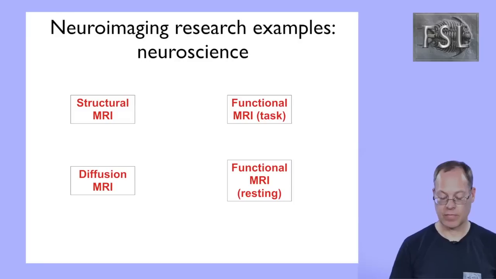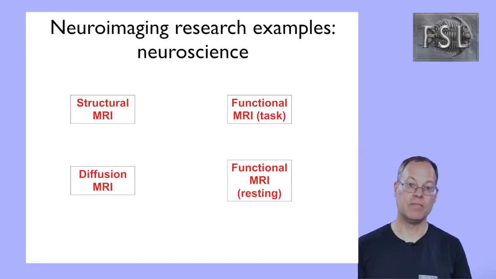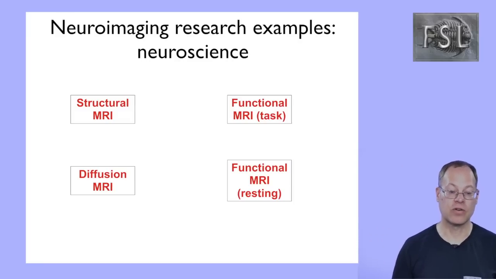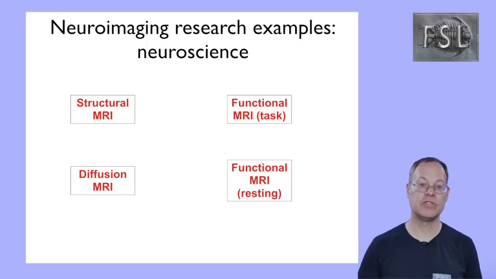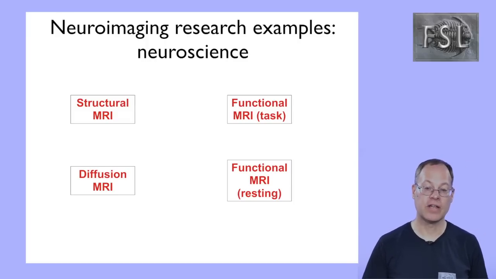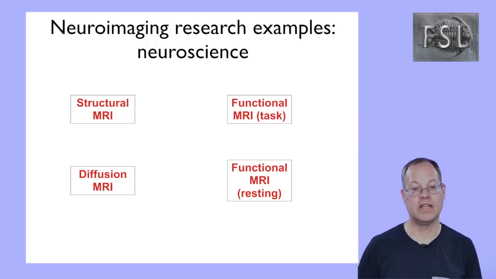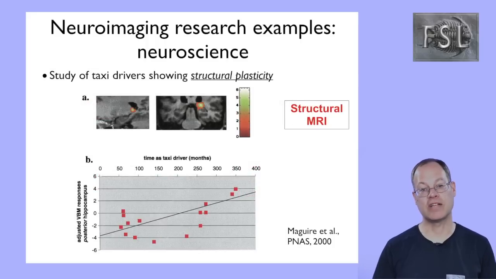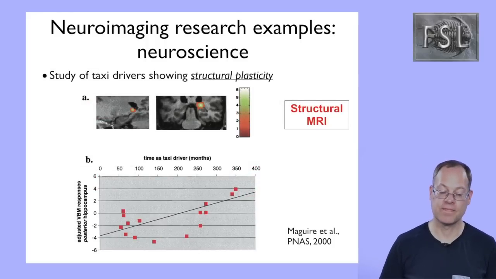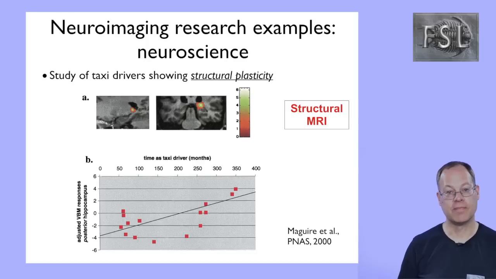And so what we cover, and the main concentration of what we will look at in the course, is structural imaging, diffusion MRI, and functional MRI, which has two different types. So what I'll do now is describe one example study in each of those so that you get a feeling for what is actually looked at in each of these cases. So the first one is structural MRI.